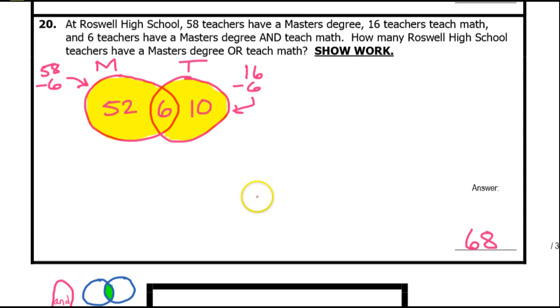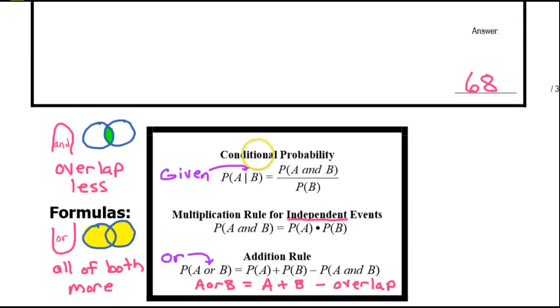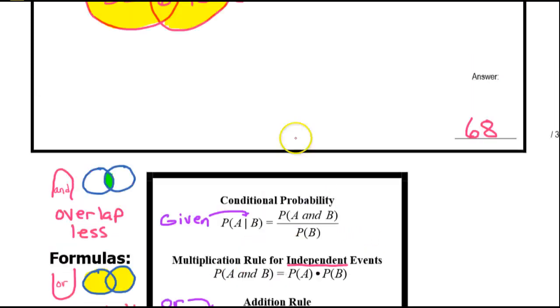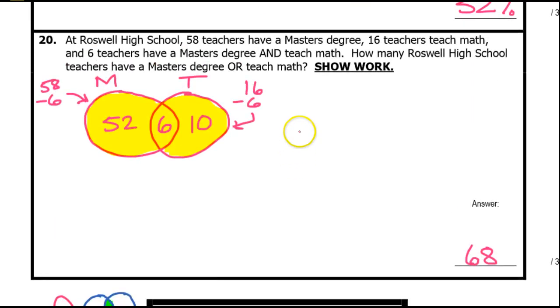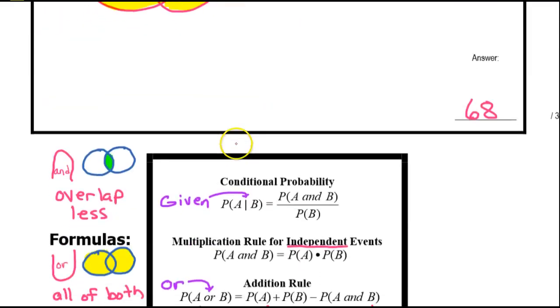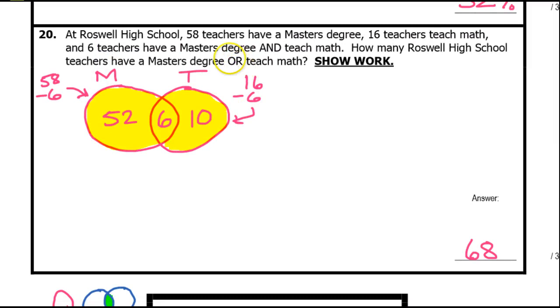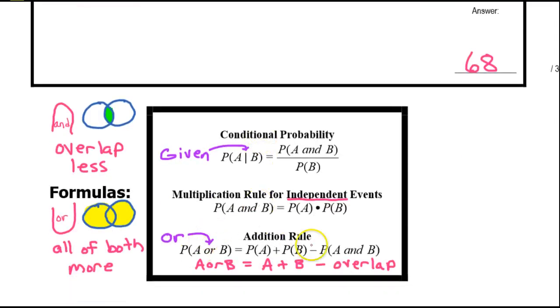All right, now if you didn't think of the Venn diagram and maybe you were trying to use the OR formula, because I've probably trained you that when you see a word problem, you're probably going to wind up using one of these formulas. And we learned that if you see the word OR, then you're going to use the OR formula.